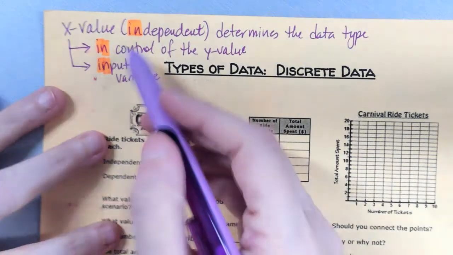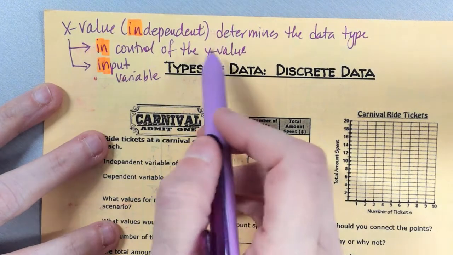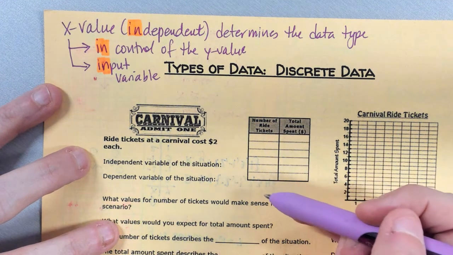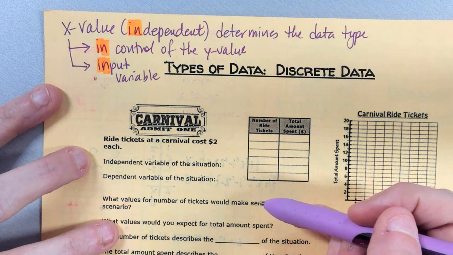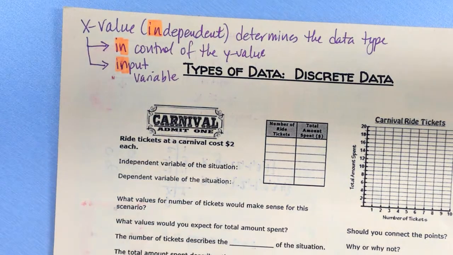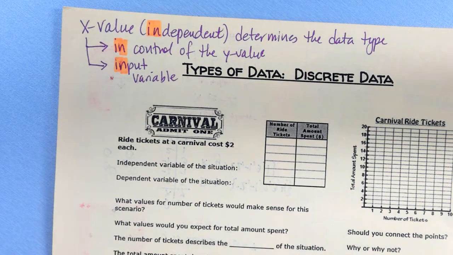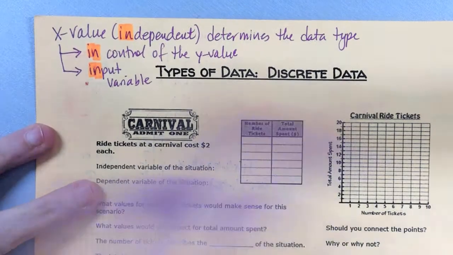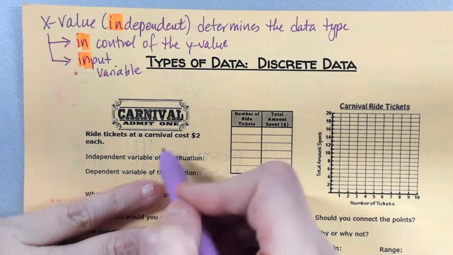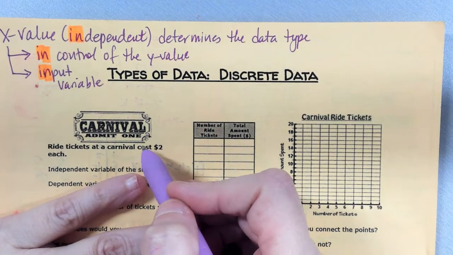That's why my x variable controls the y value. This question is about ride tickets. If I decide to buy 10 ride tickets, that determines how much I'm going to have to pay. So what I decide for x determines what's going to happen with y. Okay? So this is just an important concept to know. There's one more important concept I want to talk about. Again, we're not going to go too far into this.